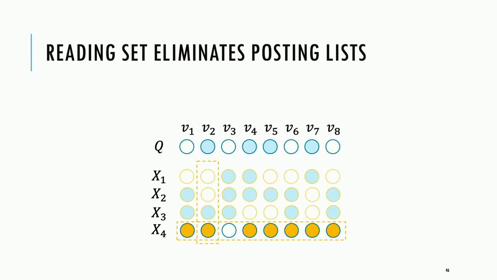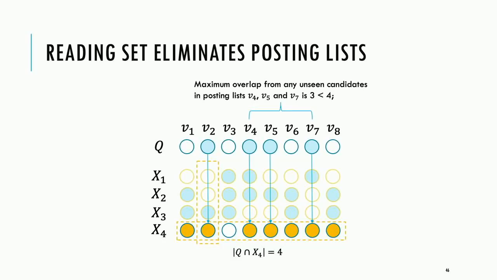So how do we reduce read costs? It's actually very interesting. If you read a candidate set, you can actually reduce the work that you would have to do to read the posting list. So here's how it goes. Let's say we read a posting list and we start reading X4. And we found that X4 has an overlap of 4 with my query. Now, what it means is for any new sets that we haven't seen from the posting lists that we haven't read, the maximum overlap can be at most 3, because they can only show up at most 3 places, at V4, V5, and V7. So we can say they're never going to make it to the top 1, and we can stop.